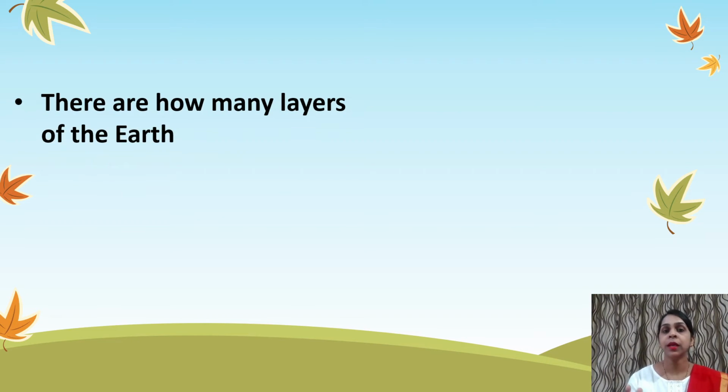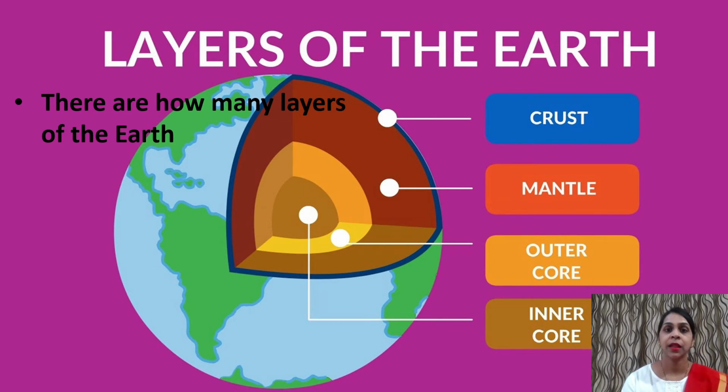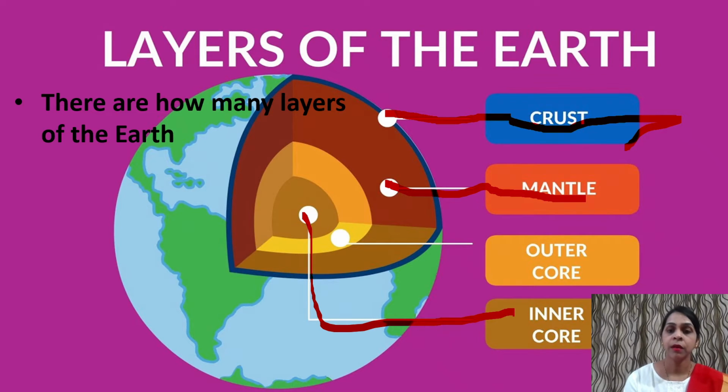Here are some questions for you. How many layers does the earth have? Yes, there are 4 layers of the earth. The very first layer is the crust, the second layer is the mantle, and the third layer is the core, with the outer core and inner core.